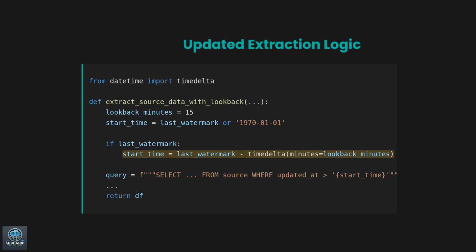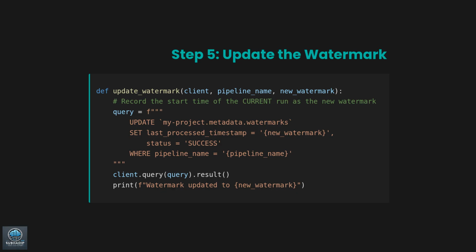In our Python code, this is a simple change. We import the timedelta object, define our lookback period, and subtract it from the last watermark before building our extraction query. The merge logic we already have will handle any duplicates gracefully, simply updating them without creating new records. This makes the solution both effective and safe.